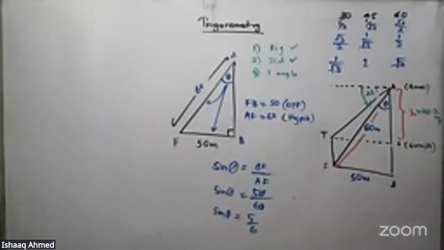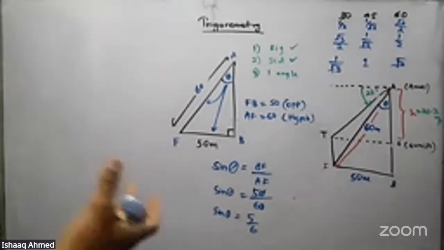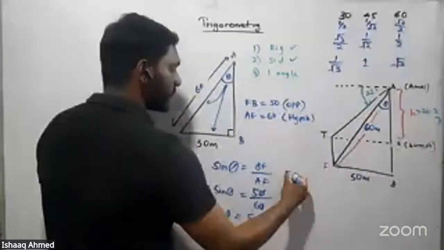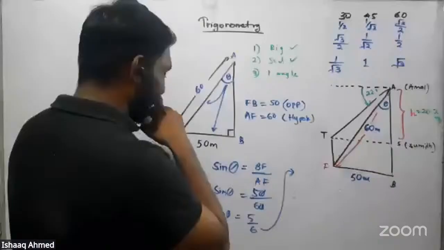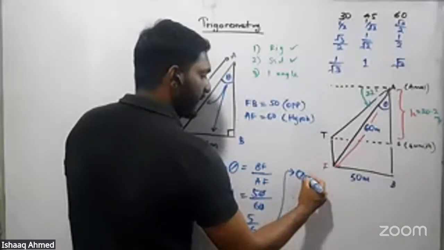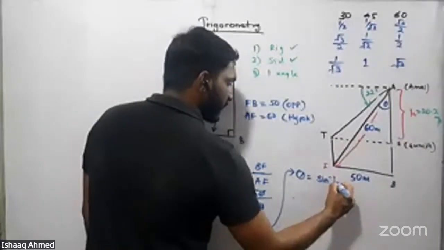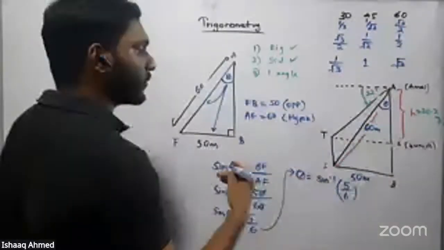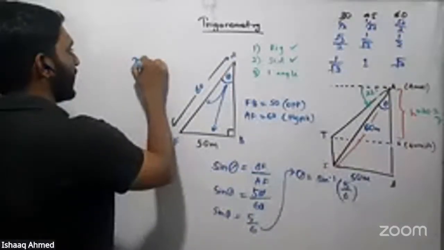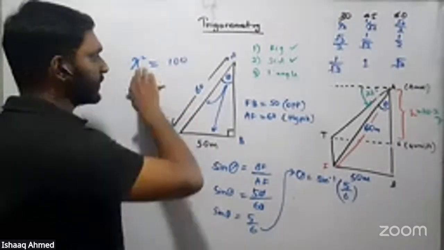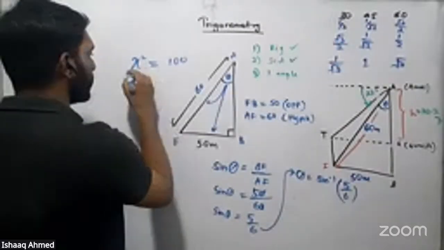They are asking for theta. Then what do we have to do? We have to take something called sine inverse. That means theta equals sine inverse of 5 over 6. Just like square root. For example, if you have x squared equal 100 and you need to find the value of x, you have to send the square to the other side.